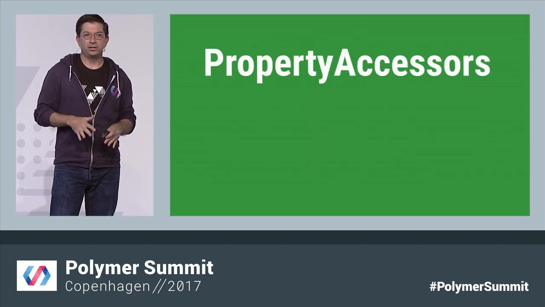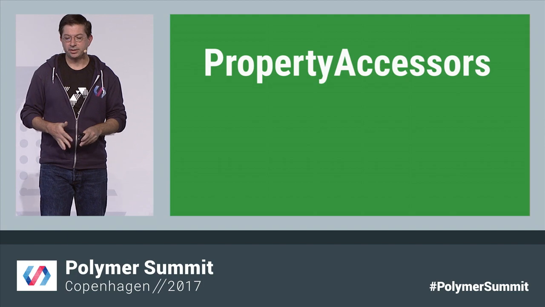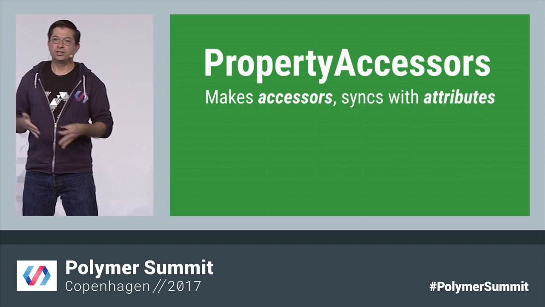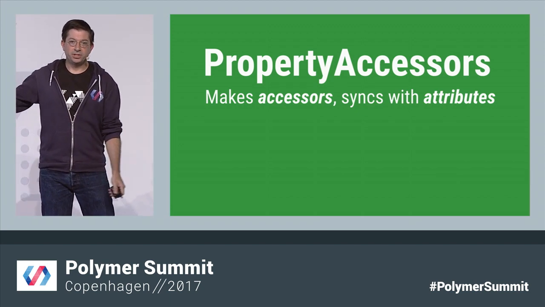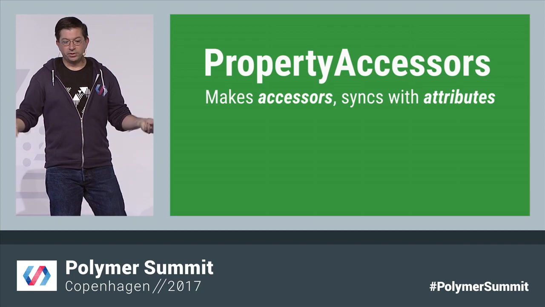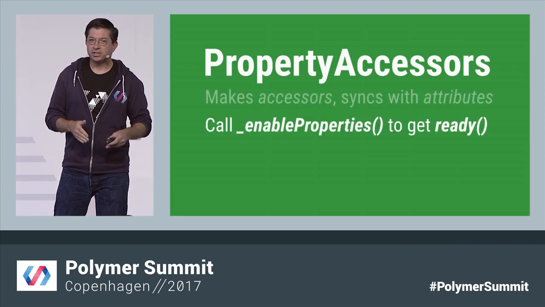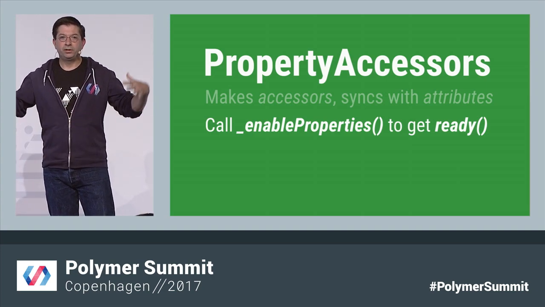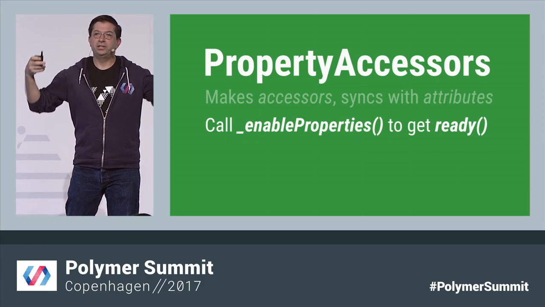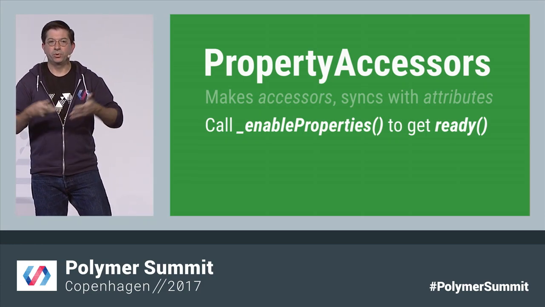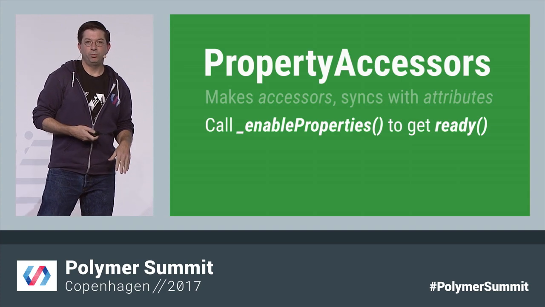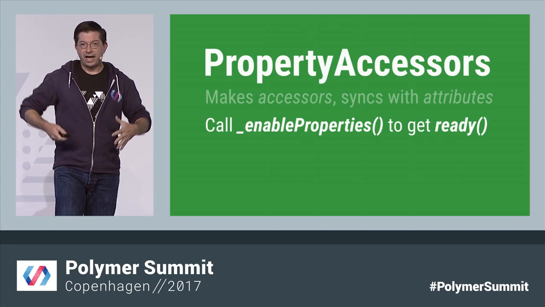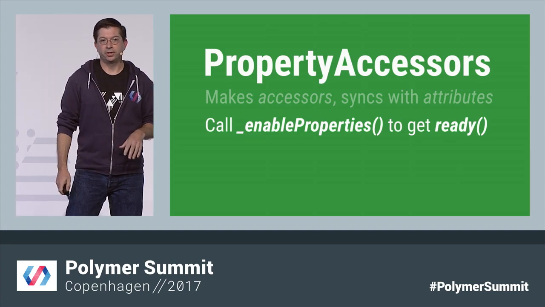All right, so let's dive in a little bit to property accessors and see what it gives us out of the box. It helps us make accessors, which are getters and setters, where we can react to changes when properties are set. It also helps synchronize with attributes, which is important when we are using HTML. It has an explicit API for turning on the system called enable properties. And that's there to better integrate with the boot up process as a custom element comes in. We take those attributes and reflect them to properties, and we're able to process that as one set of changes, which is more efficient. It also triggers the ready method, which is a lifecycle method that we add to allow us to do one-time initialization work.